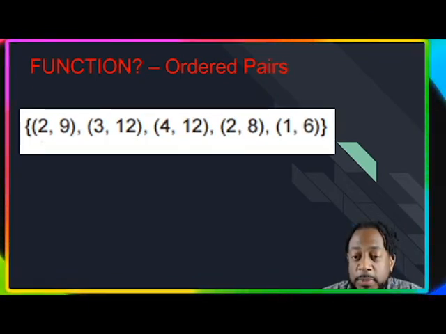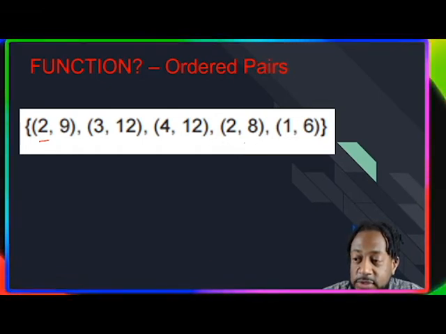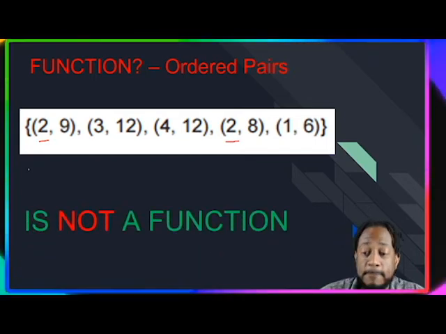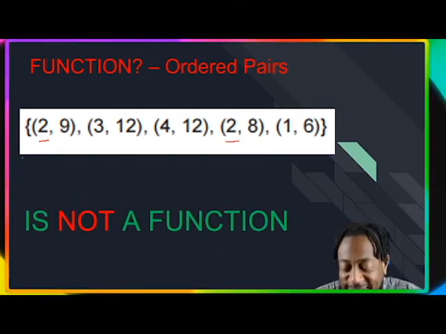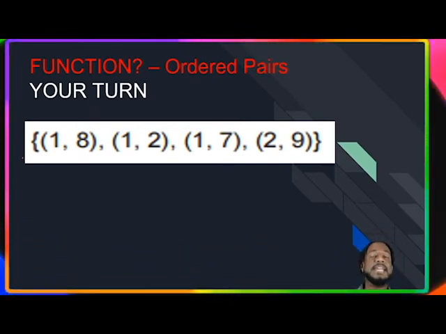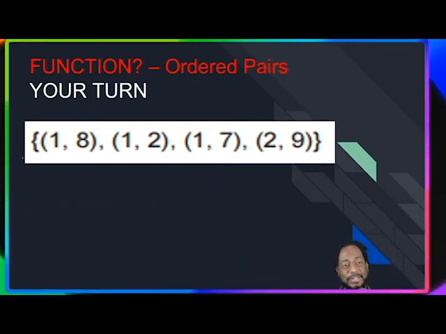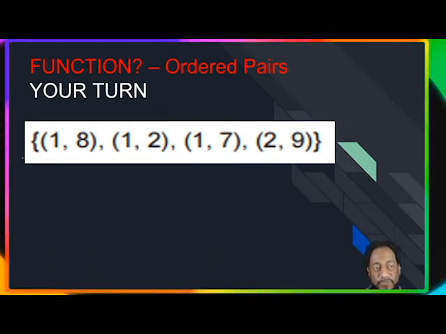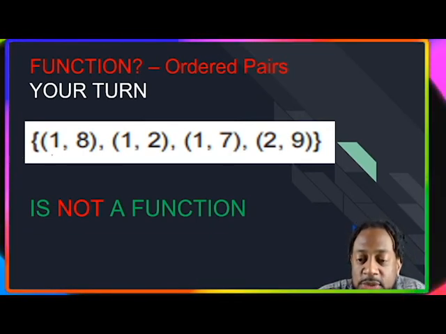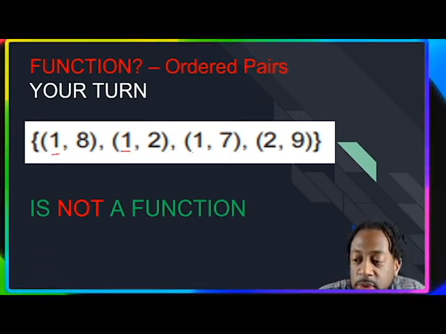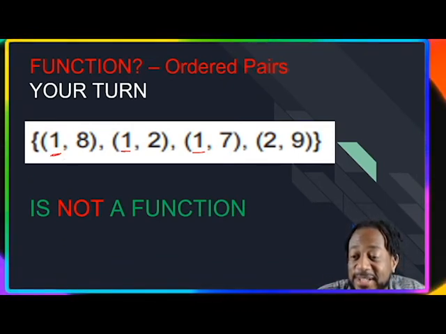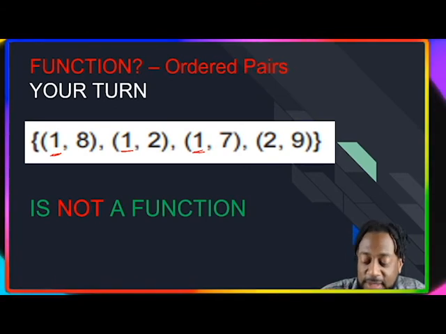All right, go to the next one. Do you see any repeating x's? You got a 2 here. Do you have another 2? Yes, you have a 2. So automatically it's not a function. All right. Your turn. Do you automatically see any repeating? Exactly. It's not a function. Why? Because you have 3 ones here. They're repeating.